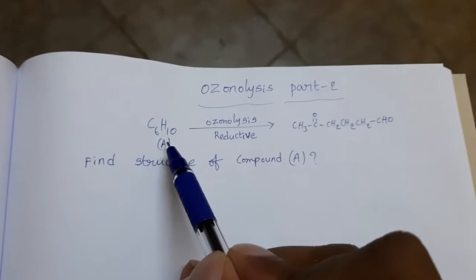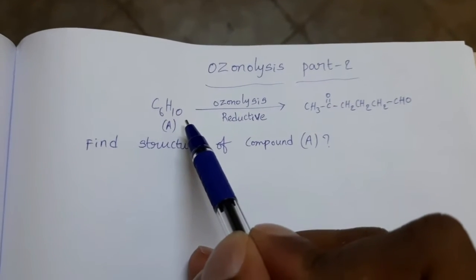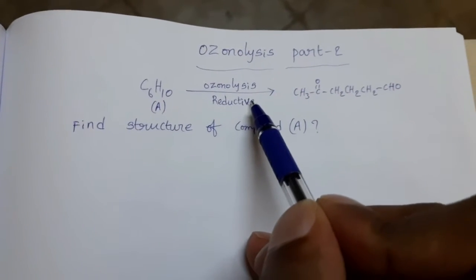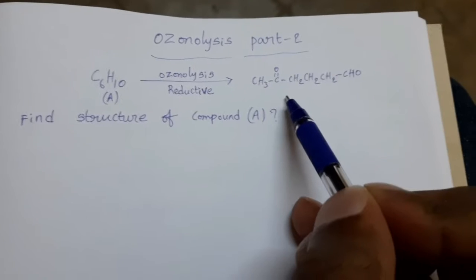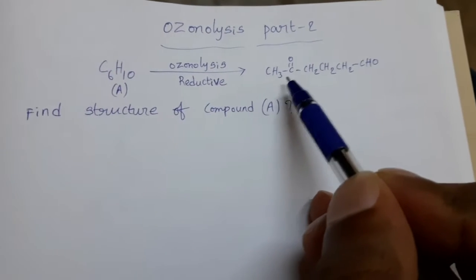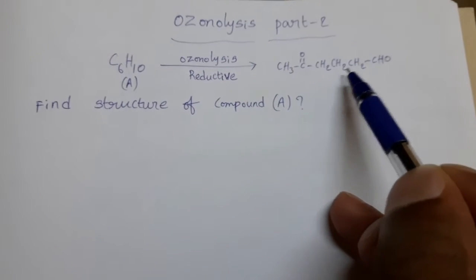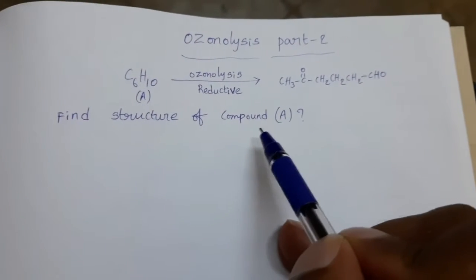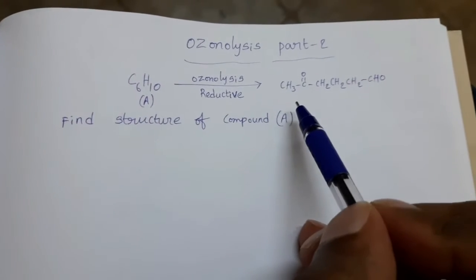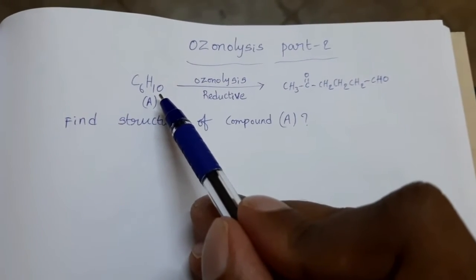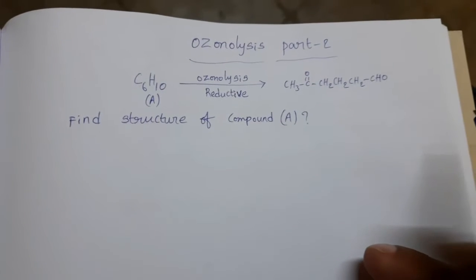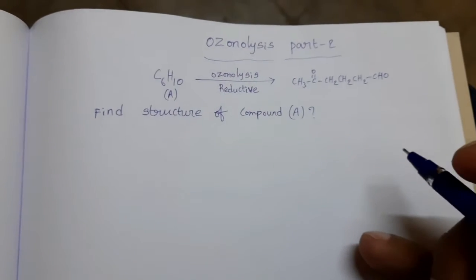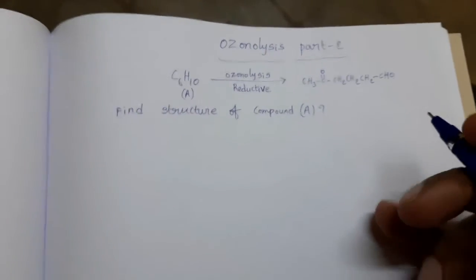See this C6H10, a compound A with molecular formula C6H10. Reductive ozonolysis gives rise to this compound, CH3, C double bond O, CH2, CH2, CH2, CHO. Find the structure of compound A. From this reaction, we should find out the structure of this compound. For that purpose, we have to calculate the degree of unsaturation or double bond equivalence.